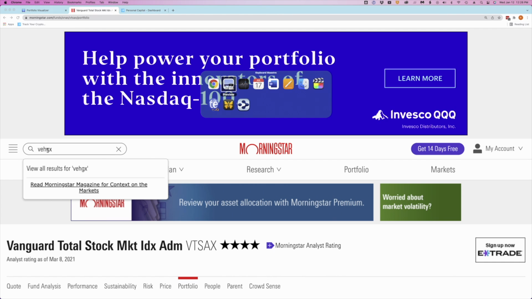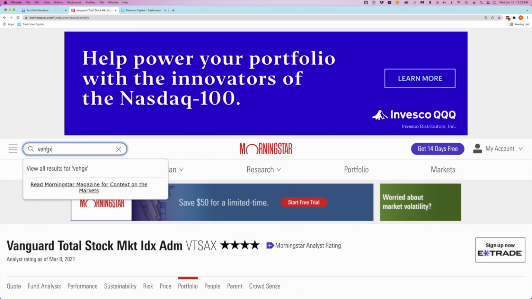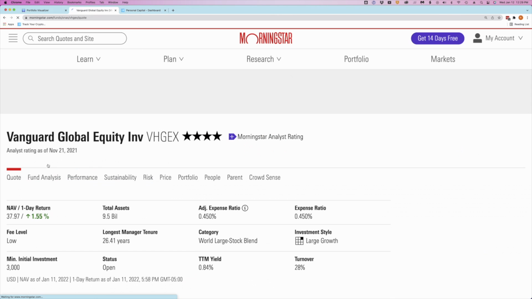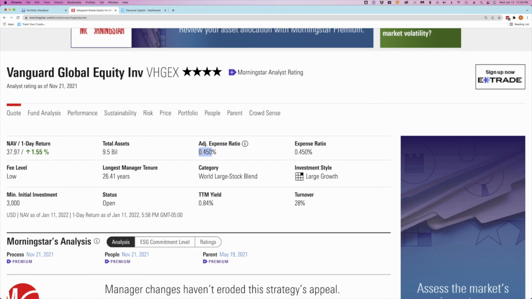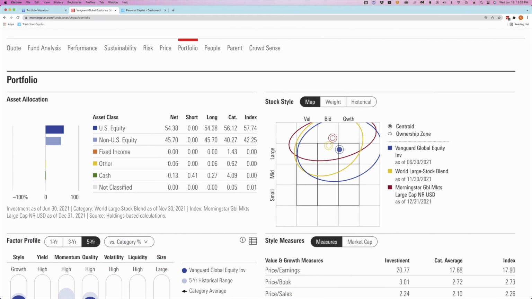Let's try that one more time. VHGEX. Here we go. So we want to look at fees. Well, the first thing we notice is 45 basis points. There's a reason it's that much money. We'll come back to that a little bit later. But that's a little more than we want to spend. On top of that, if we look at the portfolio, it's got the same problem as VT. Yeah, it's got international stocks here, 45%. But look at that, 55% or 54% is in US stocks.